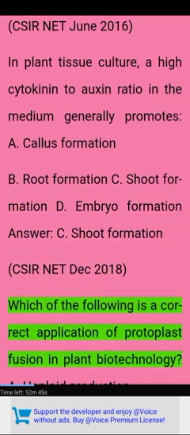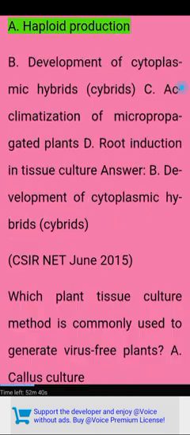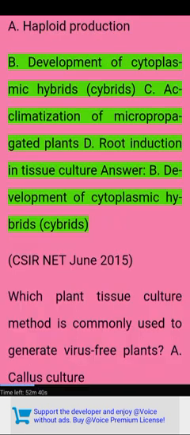CSIR-NET Dec 2018. Which of the following is a correct application of protoplast fusion in plant biotechnology? A. Haploid production. B. Development of cytoplasmic hybrids, cybrids. C. Acclimatization of micropropagated plants. D. Root induction in tissue culture. Answer: B. Development of cytoplasmic hybrids, cybrids.